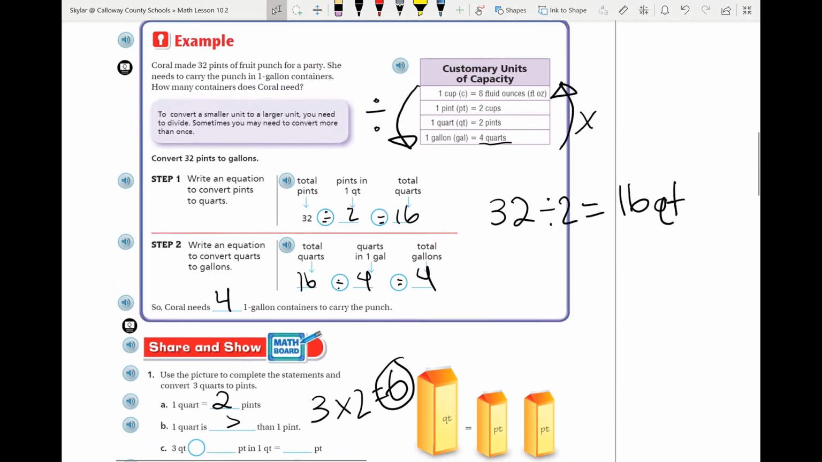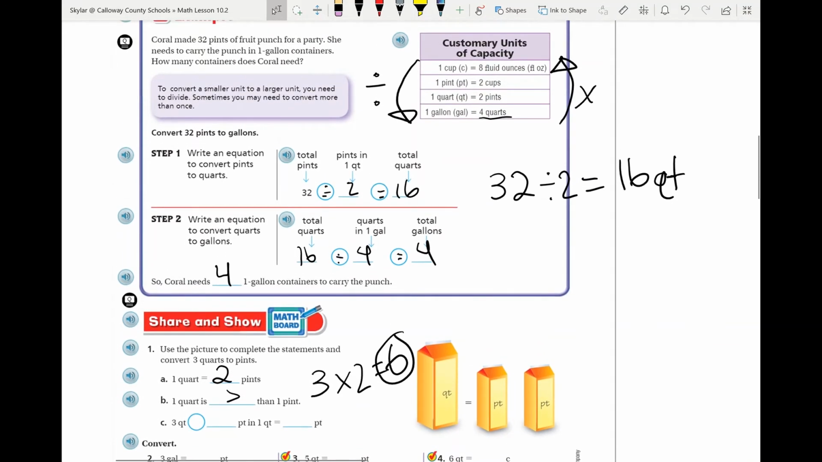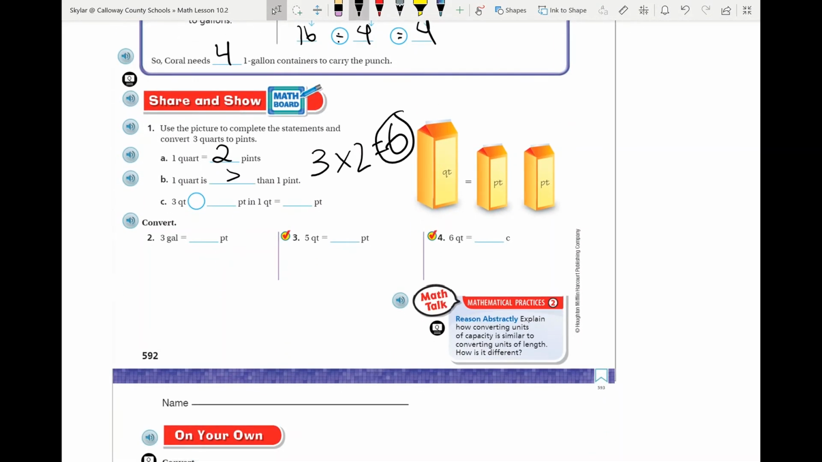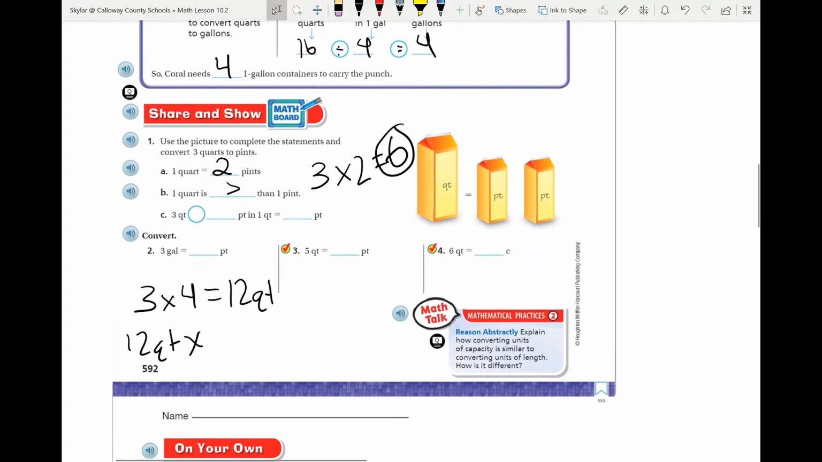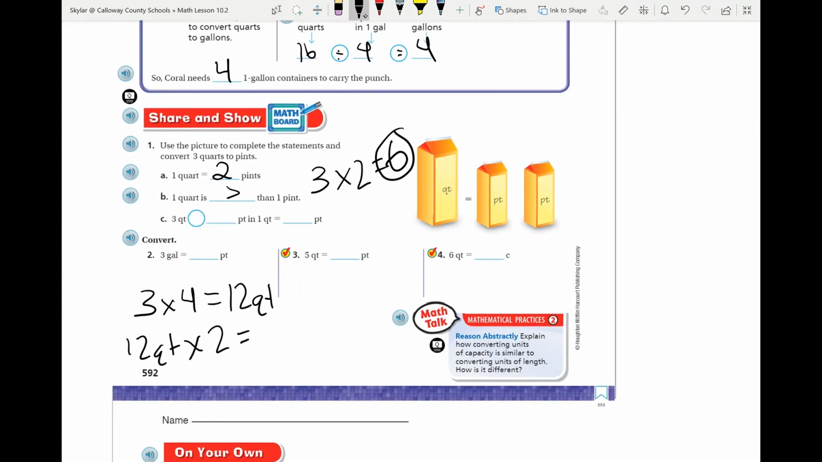We're going gallons to pints. Well, looks like to go from gallon to pint, we have to go 2 spaces. So first we need to change our gallons to quarts. We have 3 gallons. We're moving up, so we're multiplying, and there's 4 quarts in a gallon. So that means we have 12 quarts. Now 12 quarts. We're moving up again, so we're multiplying. Our chart says there are 2 pints in a quart, so we multiply by 2, and that gives us 24 pints.